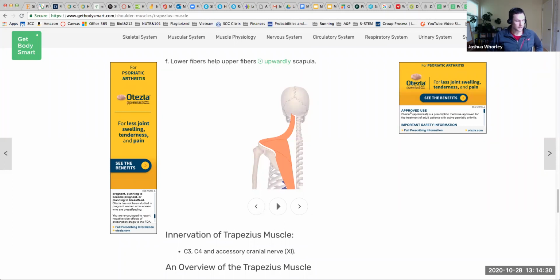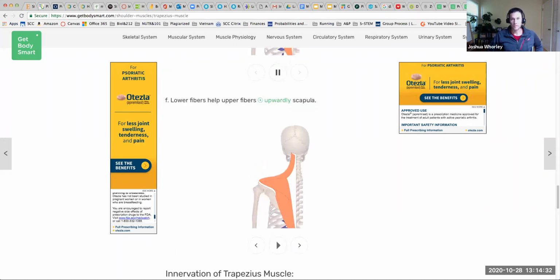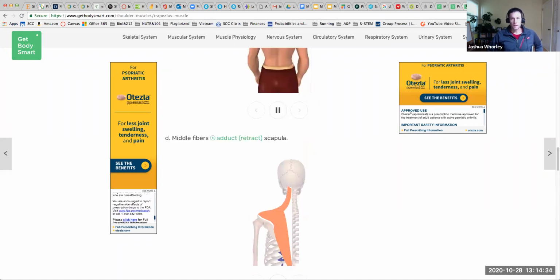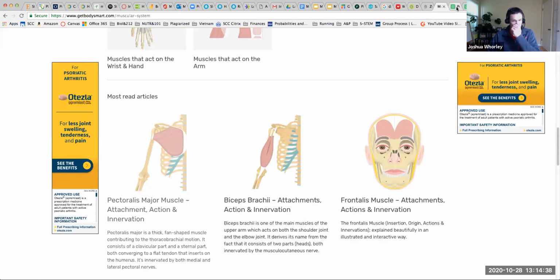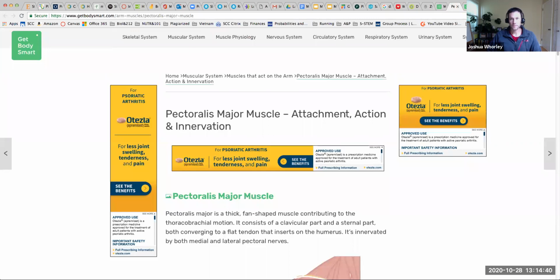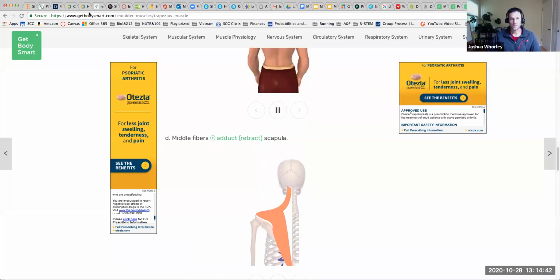Then let's see our levator scapulae. Let me go back.